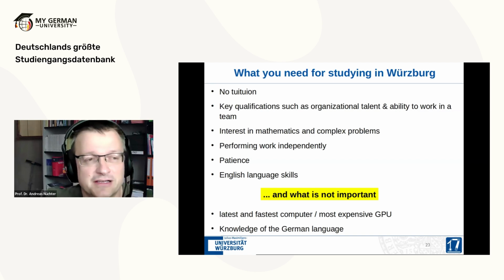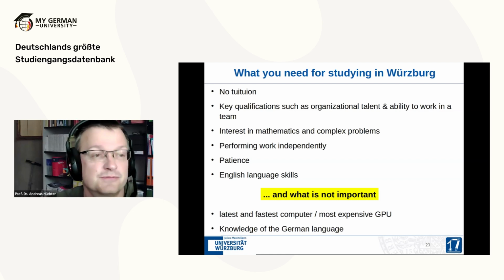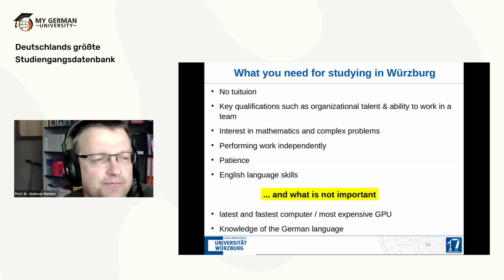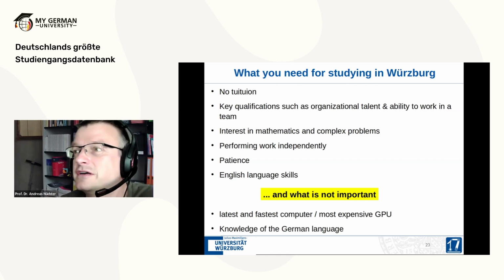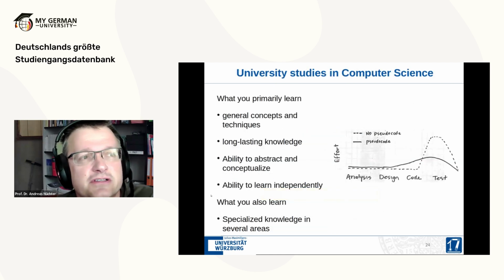And if you're in a supermarket and you understand a little bit, it's helpful, but it's not needed. Also, you don't actually need the fastest computer and the most expensive GPU. So I always say with a Raspberry Pi, you can perfectly go through your study program, since primarily you will learn general concepts and techniques.